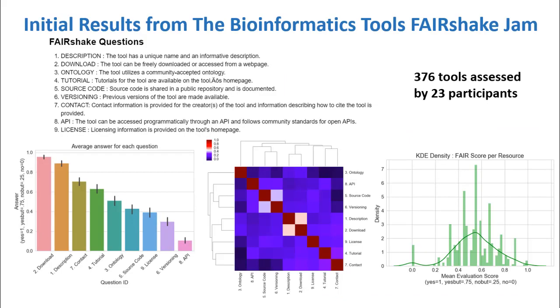We started the FAIRshake Jam on July 17th and are continuing to receive assessments. We have received assessments of over 376 tools performed by over 23 participants. Some initial results that we noted were that the question receiving the most negative answers was whether the bioinformatics tool could be accessed through an API and whether that API was documented with a community standard like Smart API or Open API. We also noted on average it took an evaluator 1 minute to complete an assessment.